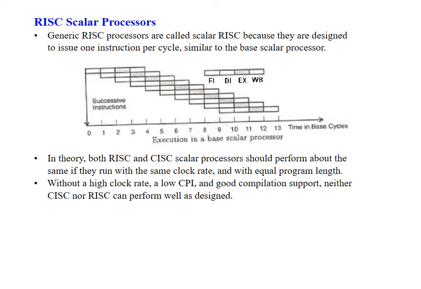Theoretically, both RISC and CISC scalar processors should perform about the same if they run with the same clock rate and with equal program length. That means the RISC and CISC scalar processors should have the same performance when they maintain 2 conditions. The first one is they run with the same clock rate, and the second one is equal program length. Without a high clock rate, a low CPI and good compilation support, neither CISC nor RISC can perform as a good design.